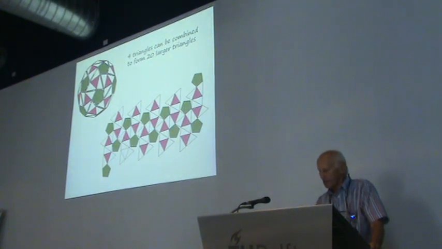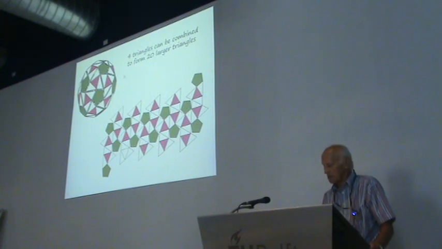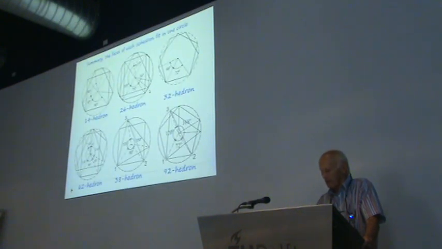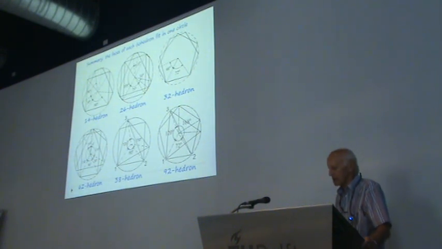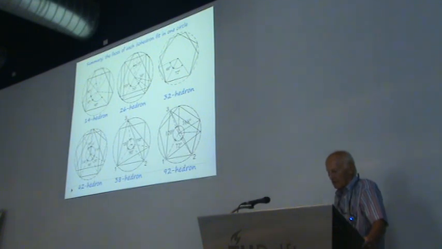Well, to build such a model, always 4 triangles can be combined to form 20 larger triangles, as is done here. And well, I will come back to that later. You see here, these are all the different semi-regular faces of semi-regular isohedra that I've spoken of before.